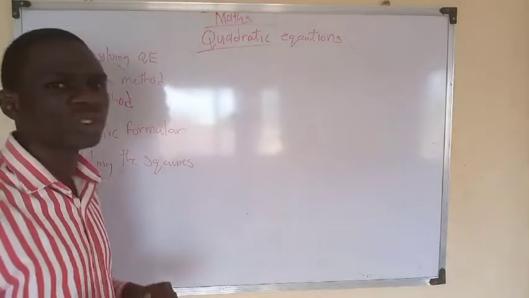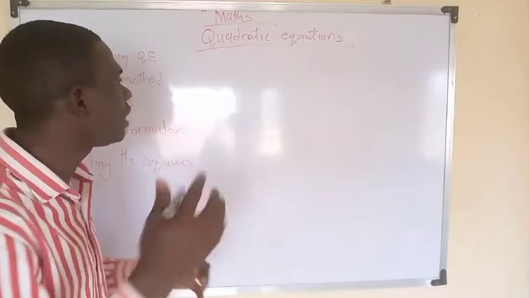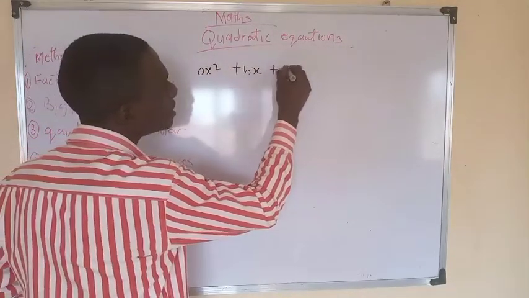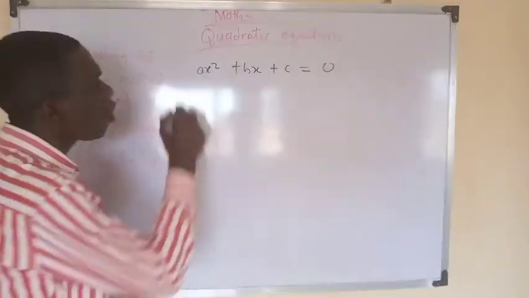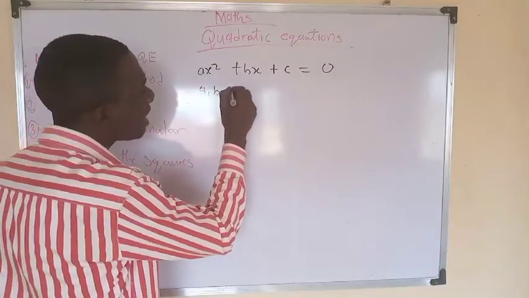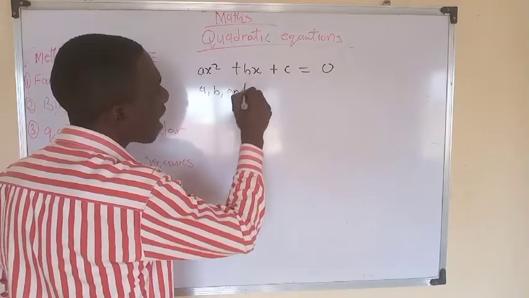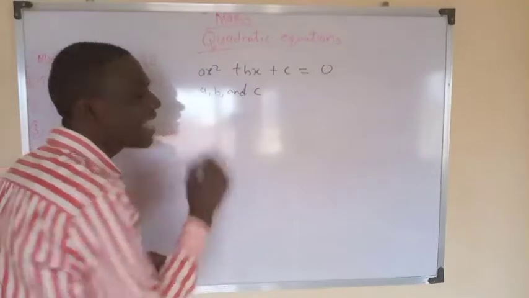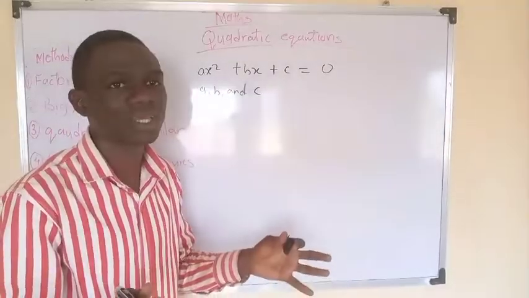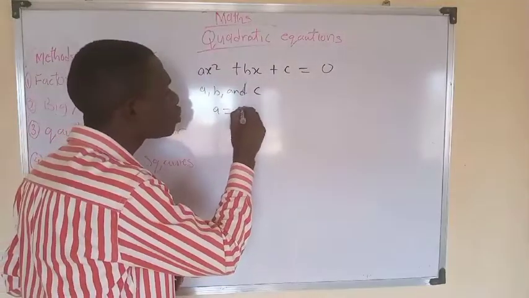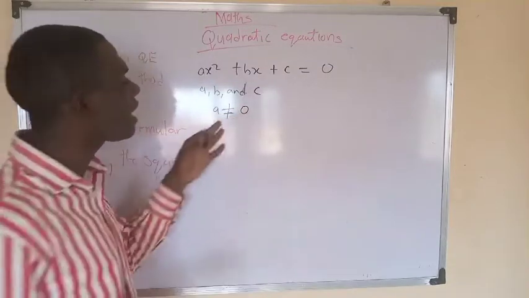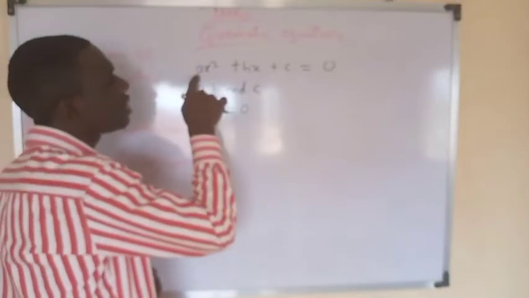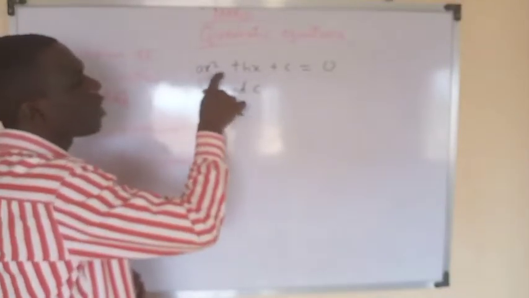A quadratic equation is an algebraic equation in the form ax squared plus bx plus c equals 0, where a, b, and c are real numbers. Real numbers in the sense that they are either negative or positive or fractions. And the value of a cannot be equal to 0. Alright? The value of a cannot be equal to 0. Reason being that if a is equal to 0, 0 times x squared will give us what? 0. Everything will become 0.